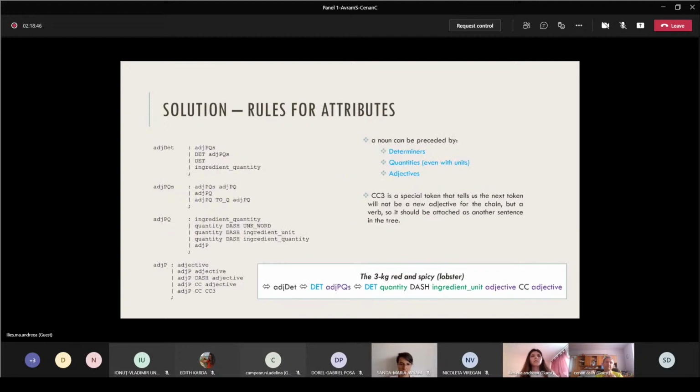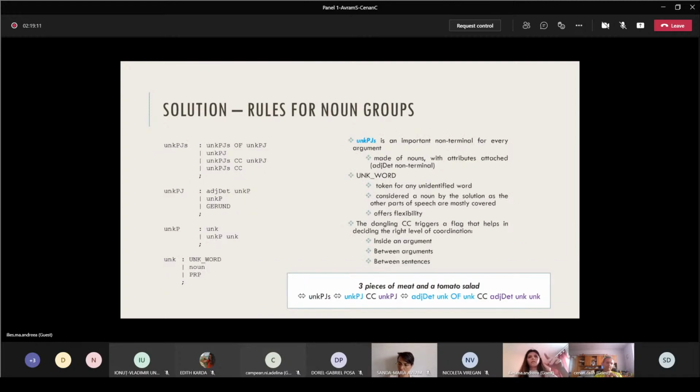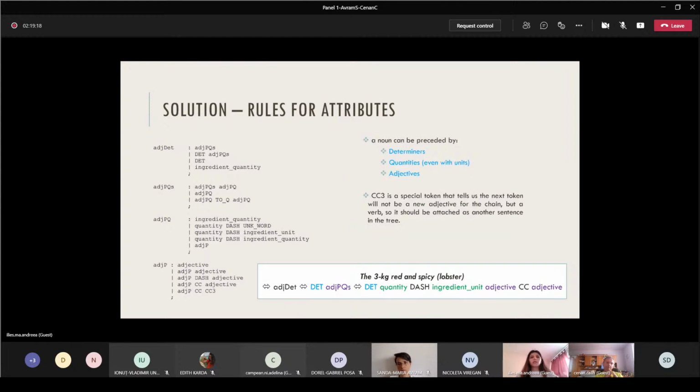For the attributes, these are for the nouns, and can be determiners, quantities, adjectives. The order for some is preset, for others not. For example, a determiner is always before an adjective. And I also use a special token, CC3, which helps with the hierarchy of coordination, because we actually have some problems: we need to set the levels for the tree. A coordinating conjunction can be inside an argument, between different arguments, or between different sentences. So this helps in settling the level.